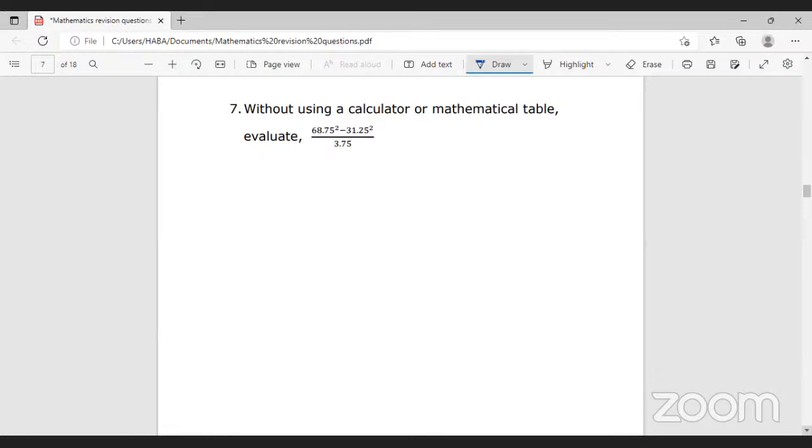Without using a calculator or mathematical tables, evaluate 68.75 squared minus 31.25 squared over 3.75. Okay, so how do we approach this number?